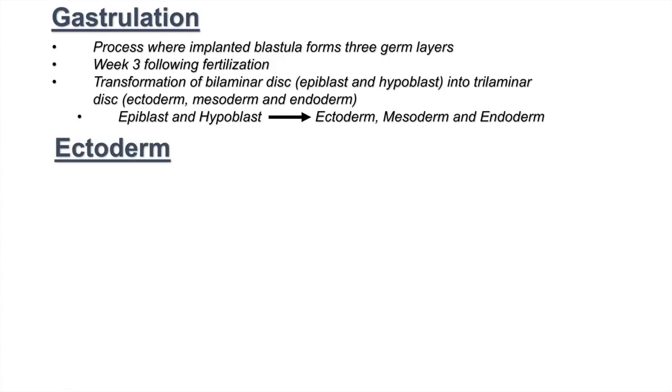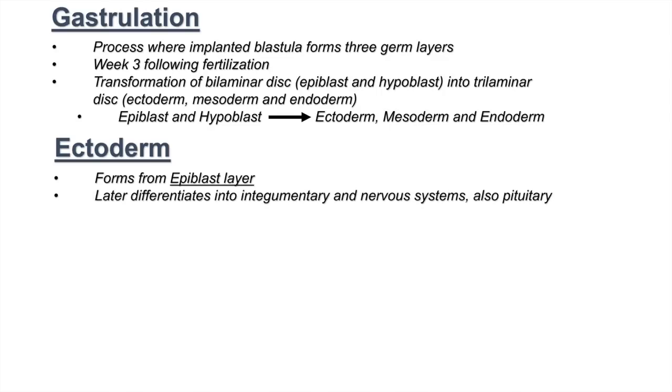So what is the ectoderm? Well, the ectoderm is the external germ layer, and it forms from the epiblast layer, and it later differentiates into the integumentary and nervous systems and also the pituitary gland. So this layer will eventually become what is known as the skin. It'll also become the nervous system, so brain, spinal cord, and the rest of the peripheral nervous system. And it also forms into the pituitary gland.